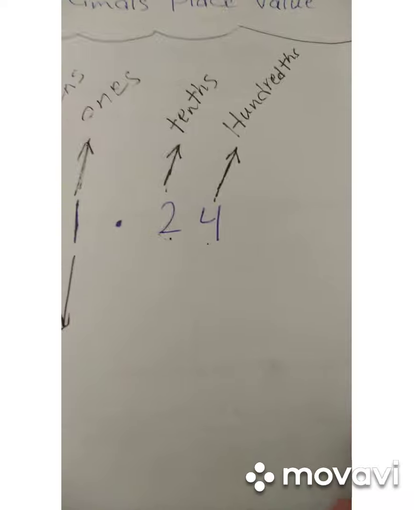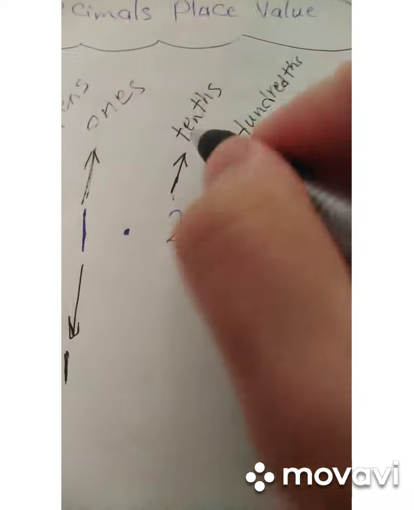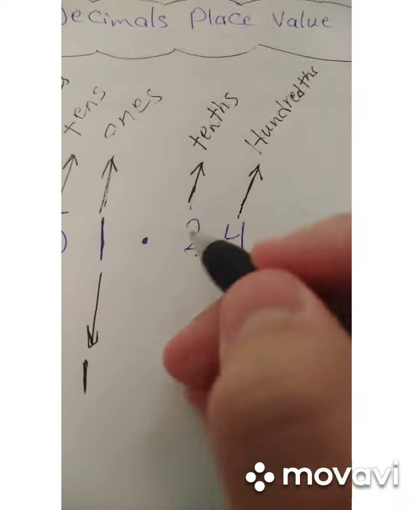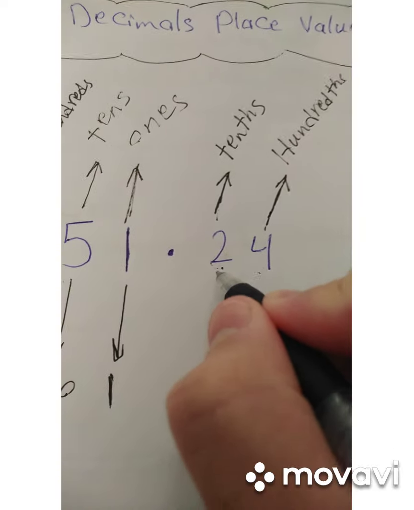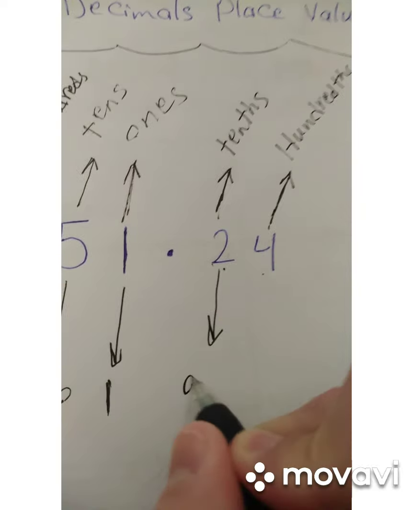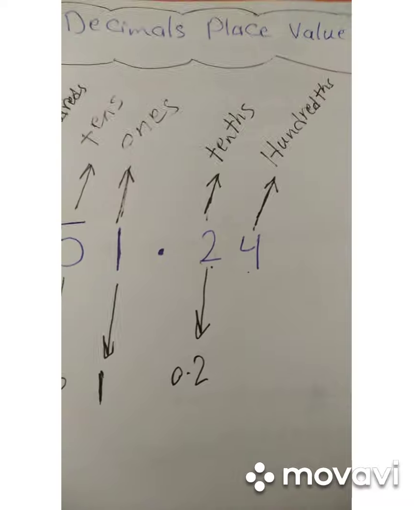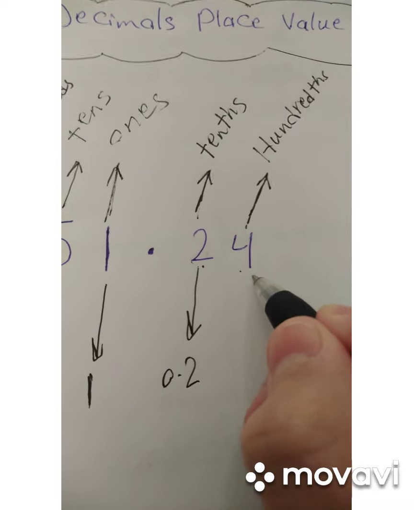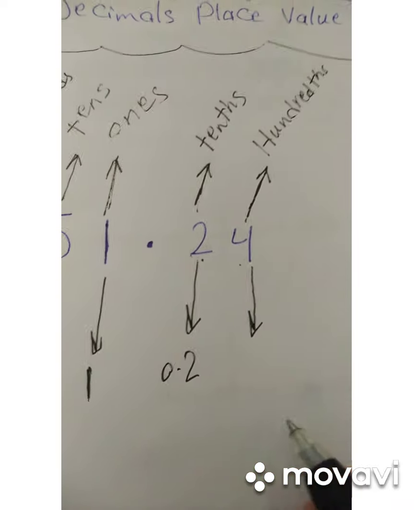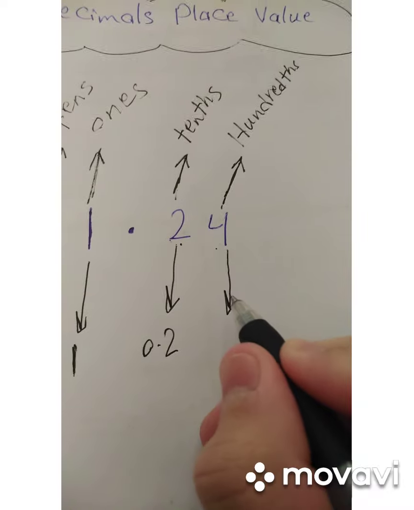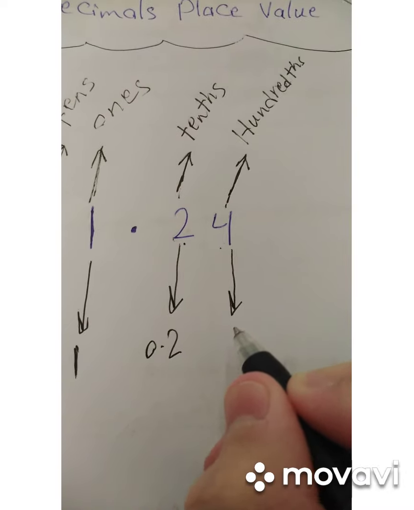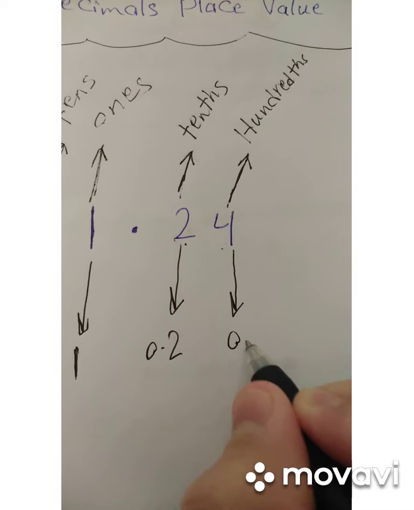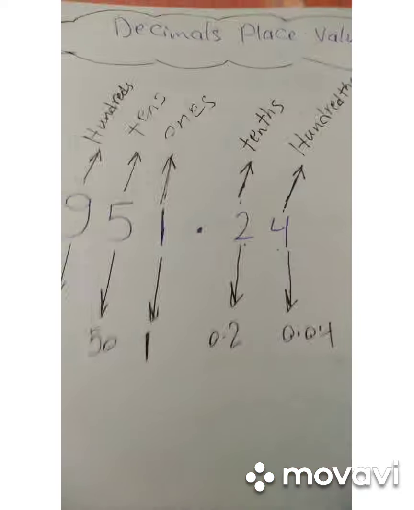Go to the decimal fraction now. 2 in tenths. What is the value of 2 in tenths? It equals 2 tenths. And the value of 4 in hundredths equals 4 hundredths. And we know how to write 4 hundredths: 0.04.